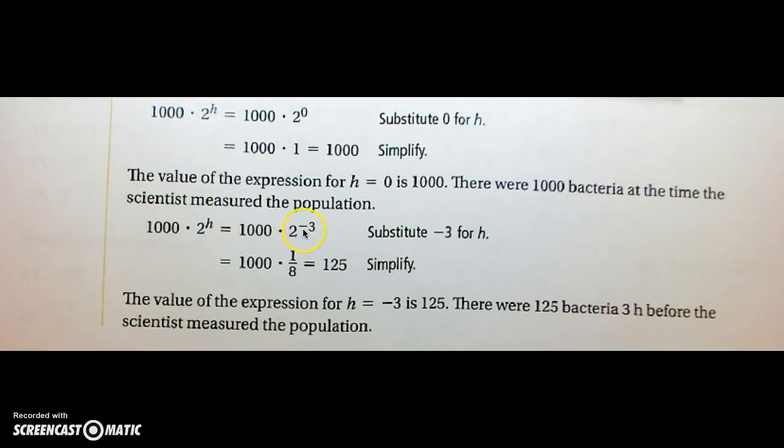This is substituting in negative 3. So we push the 2 to the other side of the fraction bar line, and 2 times 2 is 4, times 2 is 8. So here's our 1/8. When we multiply this, 1,000 times 1 divided by 8 is 125. The value of the expression for h equals negative 3 is 125. There were 125 bacteria 3 hours before the scientist measured the population.